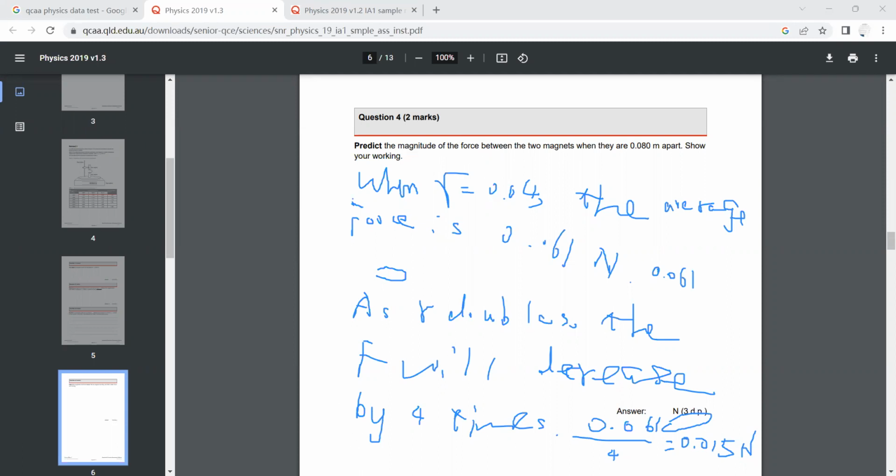And lastly, you say the predicted magnetic force between the magnets when they are 0.8 meter apart is 0.015 Newton. Okay.